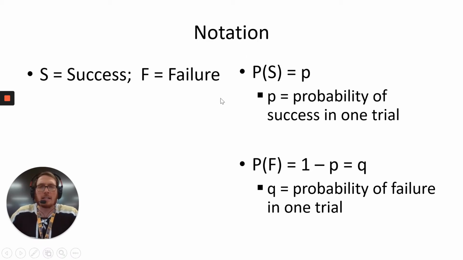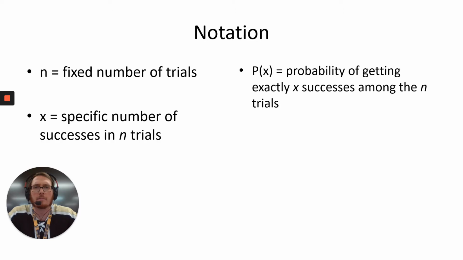Notation-wise, success is S and F is failure, but probably more important is P and Q. P is the probability of success, and Q is 1 minus that, which is the probability of failure. We'll be using P and Q almost exclusively as we move through the unit. So you want to make sure that you use that same notation because that's what your book's going to use and that's what I'm going to use as we go through this.